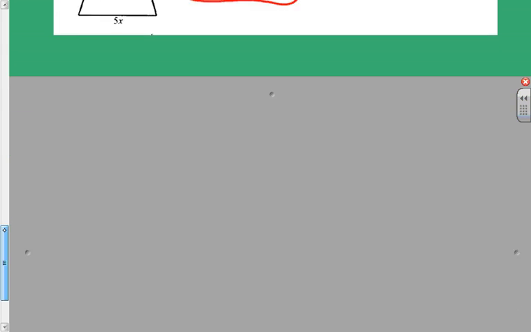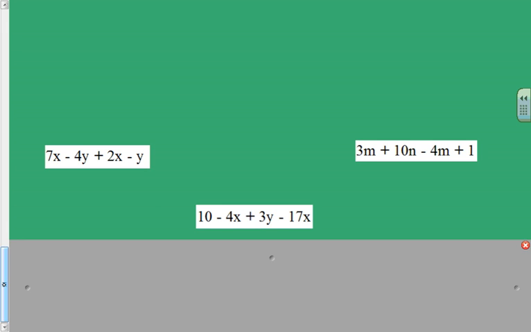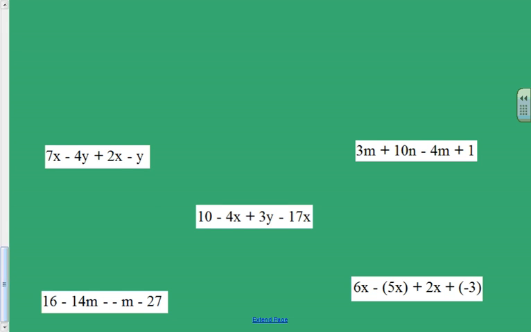Now I'm going to leave you with 5 expressions to simplify to bring to class.